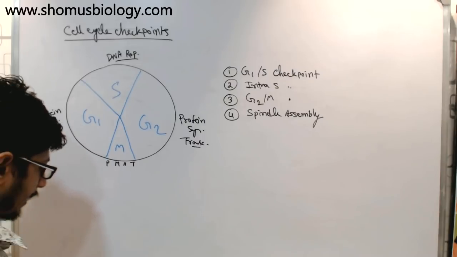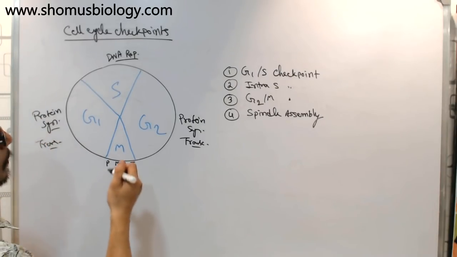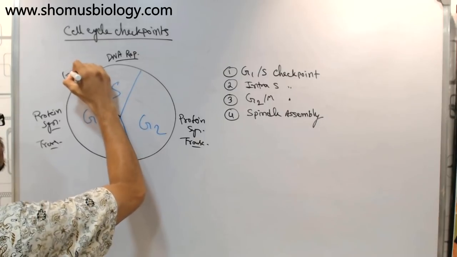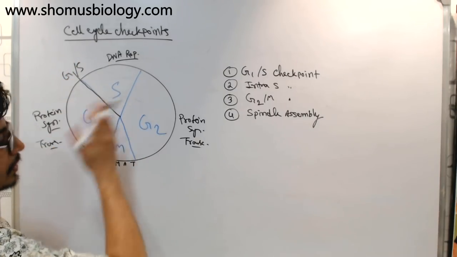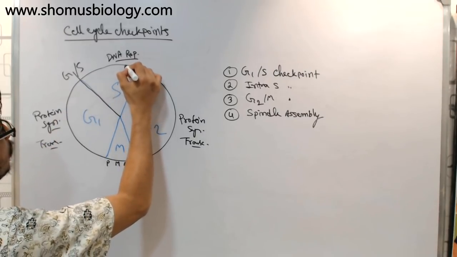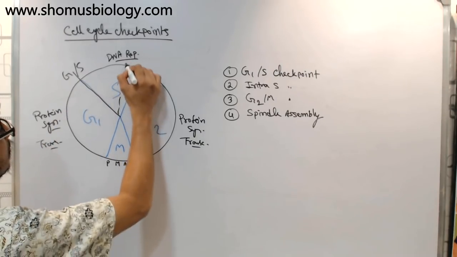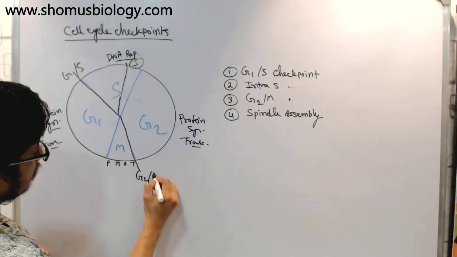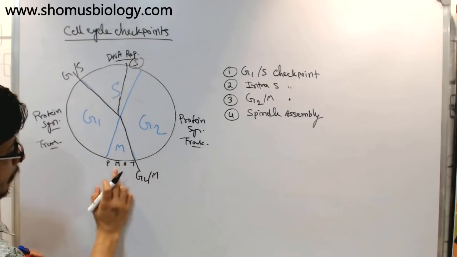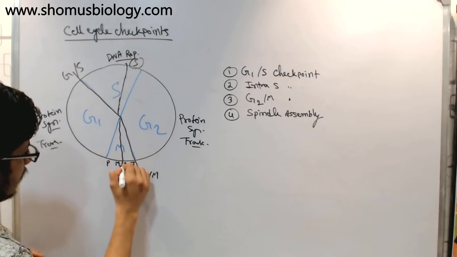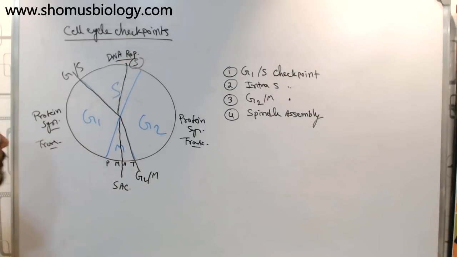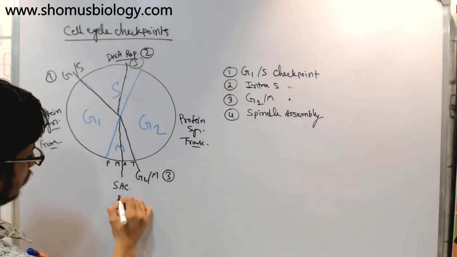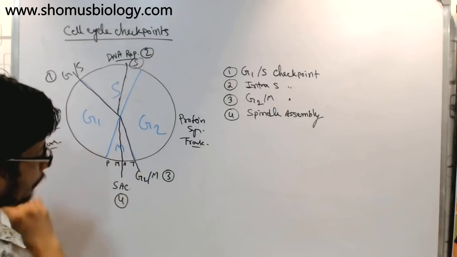And where they are located, let me write them down here in this picture. The first one, the G1S checkpoint, is present in this particular section. This is the G1S checkpoint, the transition stage between G1 and S phase. Then there is a checkpoint almost at the end here, where the intra-S checkpoint is present. Then the G2M checkpoint is present here. And the last checkpoint is present before anaphase, between metaphase and anaphase. Okay, the spindle assembly checkpoint. 1, 2, 3, 4. These are the positions of four different checkpoints.